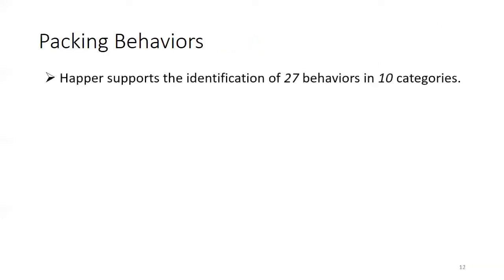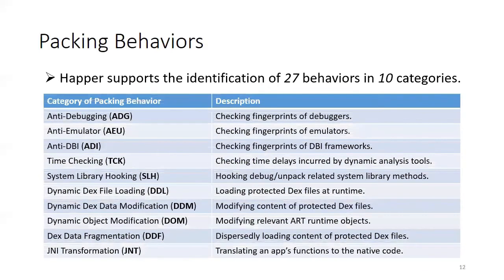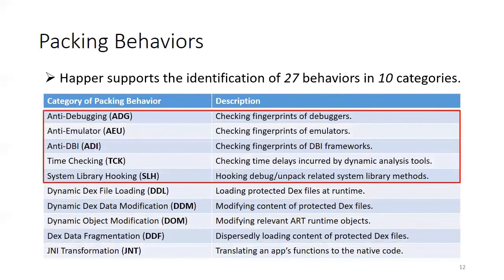Currently, Happer supports the identification of 27 packing behaviors in 10 categories. This table lists the 10 categories of packing behaviors and their descriptions. The top 5 categories in the table are anti-analysis methods, which are employed by packers to prevent the packed apps from being analyzed and unpacked by unpackers.